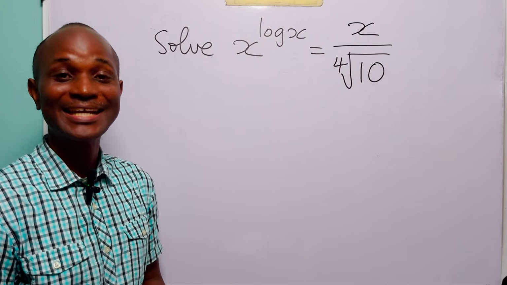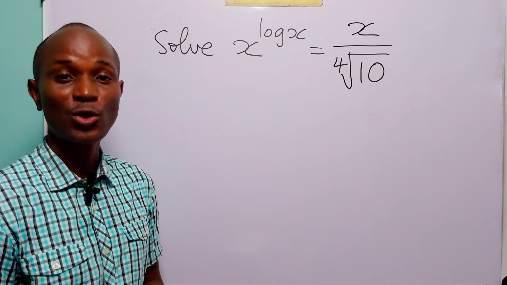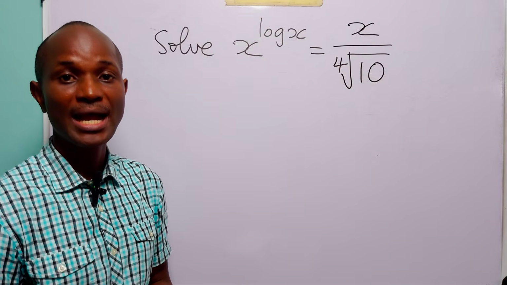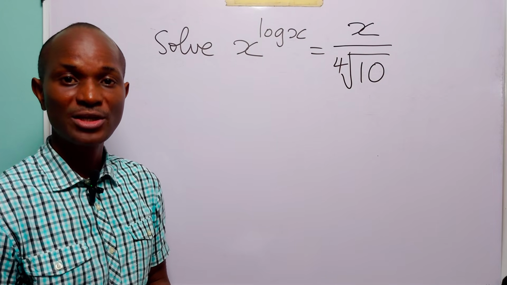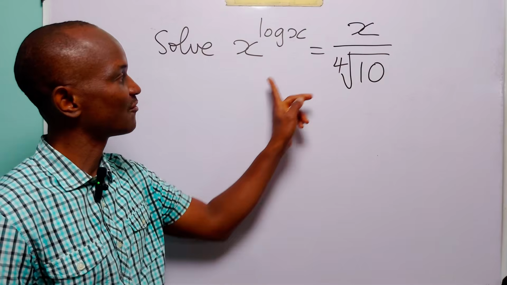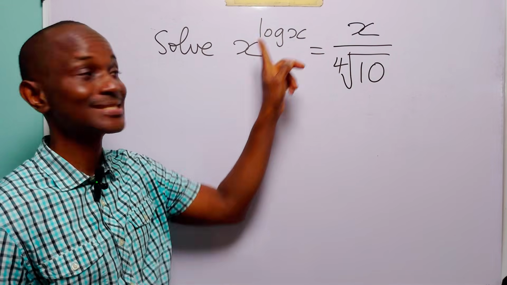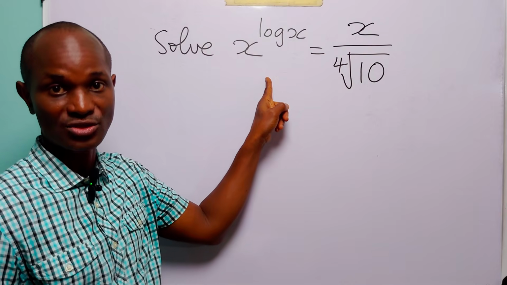Hello and welcome. In this math tutorial, our task is to find all the values of x that satisfy the given logarithmic equation. To solve this problem, we are going to start by dividing both sides of this equation by x to make sure that all the x's are on the same side of the equation.